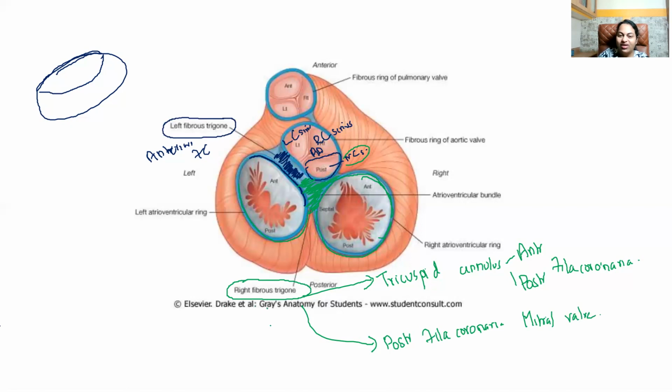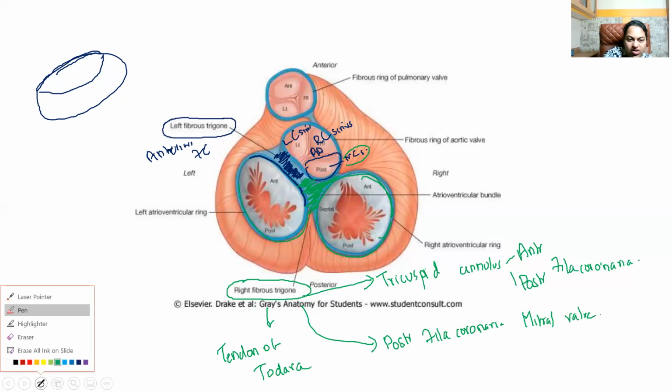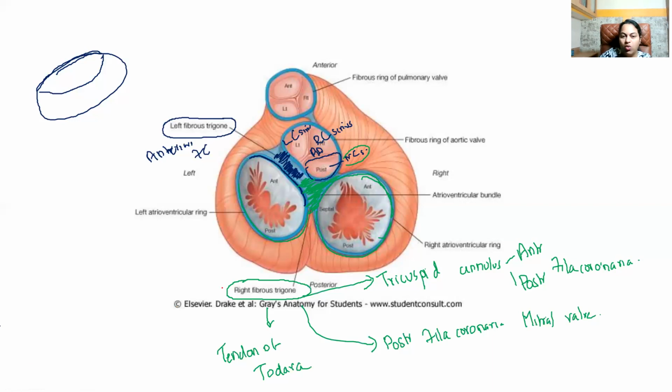And there's one more thing coming. You must be familiar with this term, tendon of Todaro, isn't it? The tendon of Todaro extends from the right fibrous trigone to the valve of the IVC. Because of all this clinical importance, this right fibrous trigone is also called the central fibrous body.